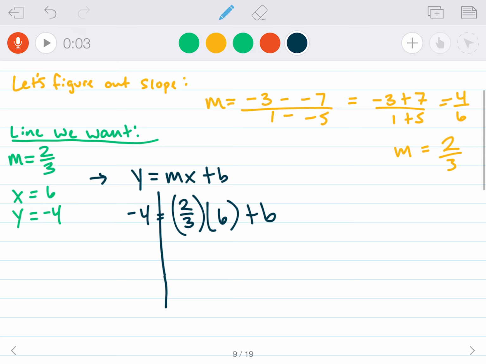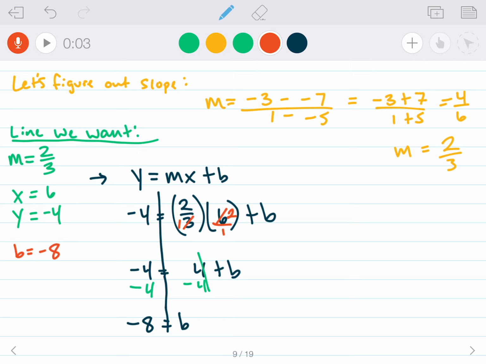So 2 over 3 times 6, we can think of this as 6 over 1, and we can think of the 3 and the 6 cross-dividing each other. So 3 goes into itself once, it goes into 6 twice. Multiply straight across to get 2 times 2 is 4 over 1. So we get negative 4 equals 4 plus b, and then I can subtract 4 from both sides to get b by itself. So b is equal to negative 8. Awesome.